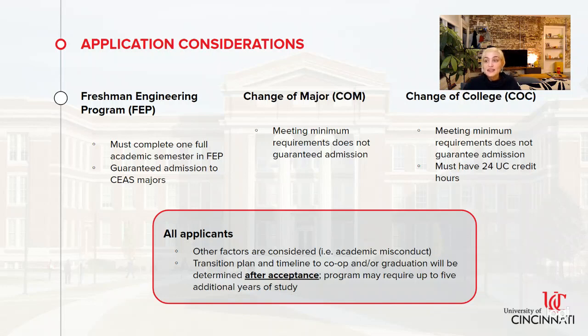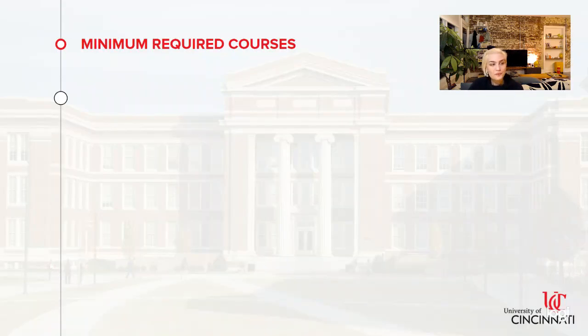I want to emphasize that these are UC credit hours, so this will not include transfer credits or AP credits from other institutions or classes that you completed in high school, only classes that you have completed through the University of Cincinnati. Okay, that's it for the application considerations.